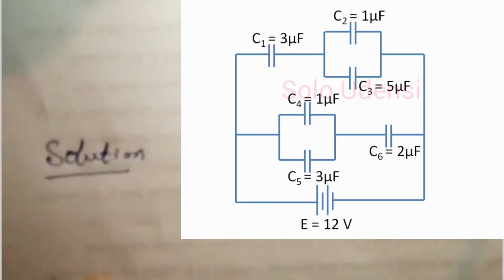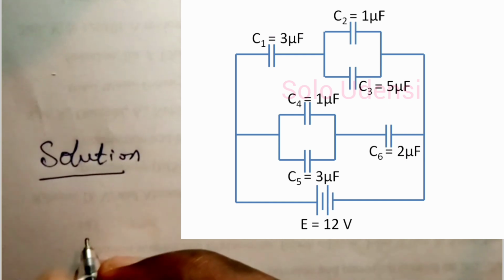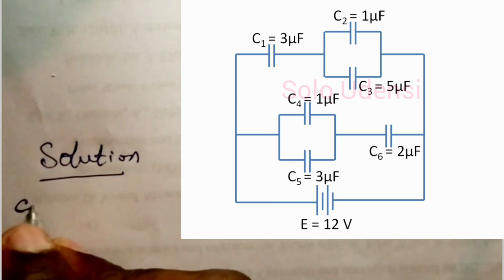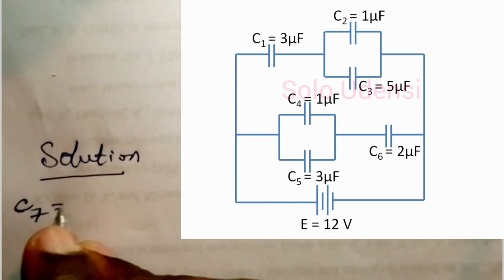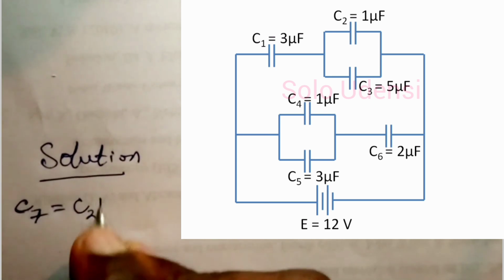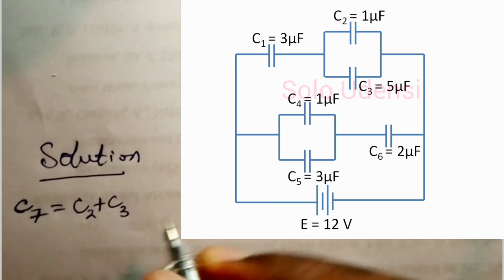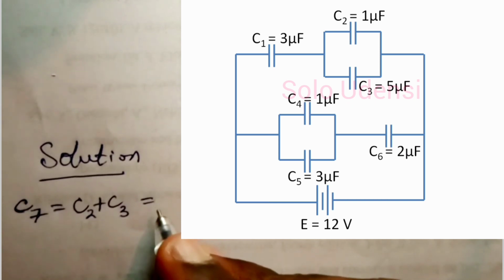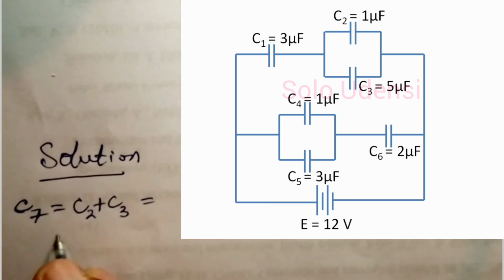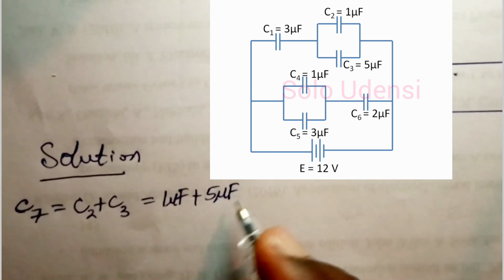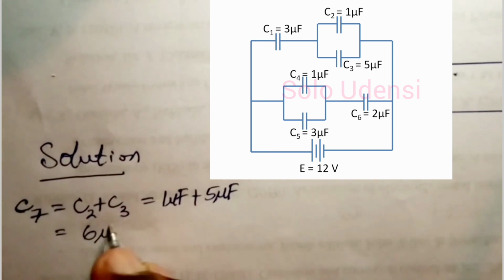So you know that capacitors 2 and 3 are in parallel, so we call it C7. Since we have 6 capacitors, let's use 7. C7 is equal to C2 plus C3, and that is 1 microfarad plus 5 microfarad. That is 6 microfarad. So I'm going to do it stage-wise.